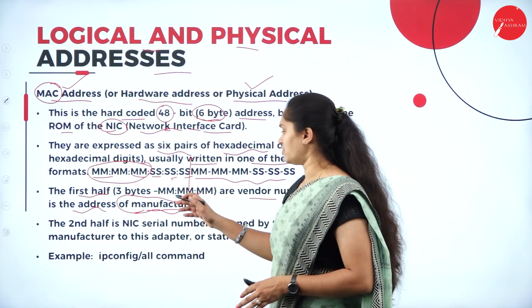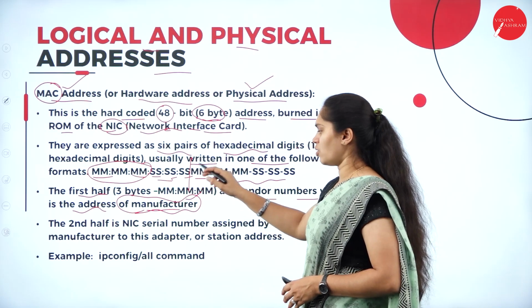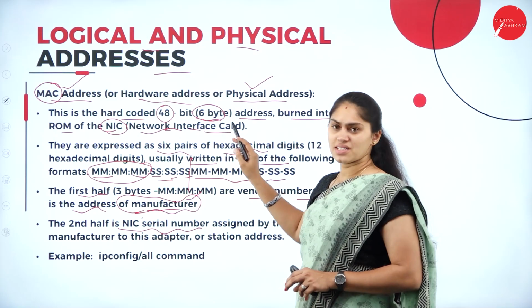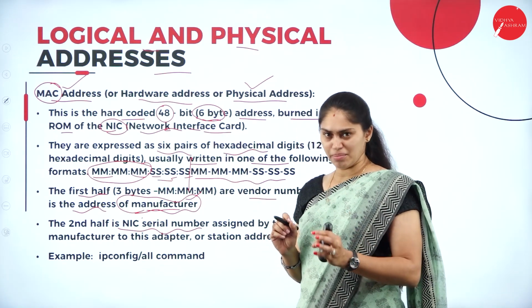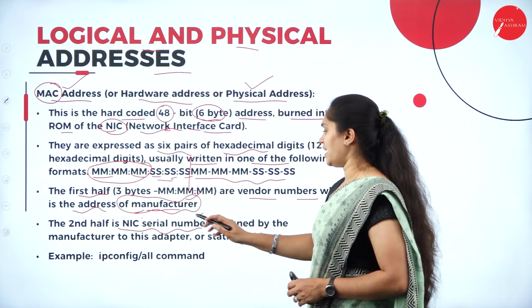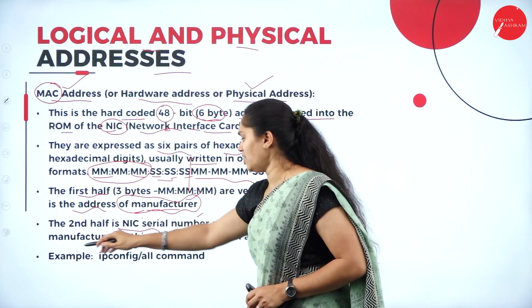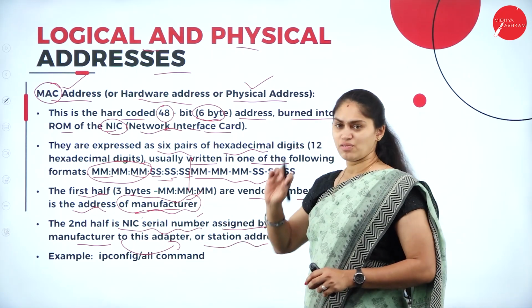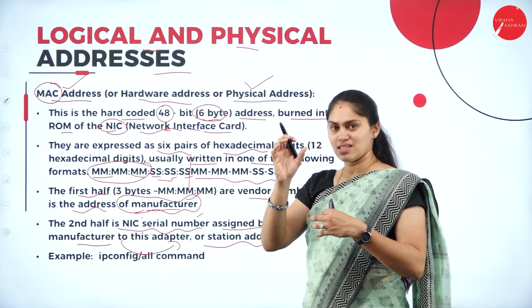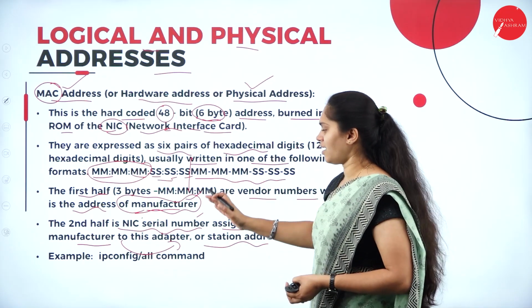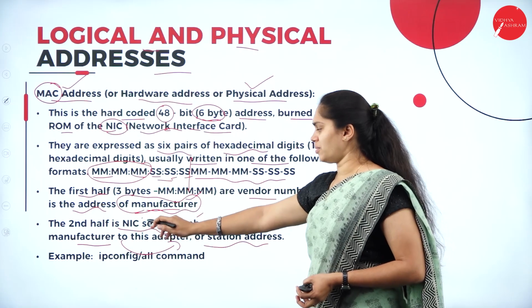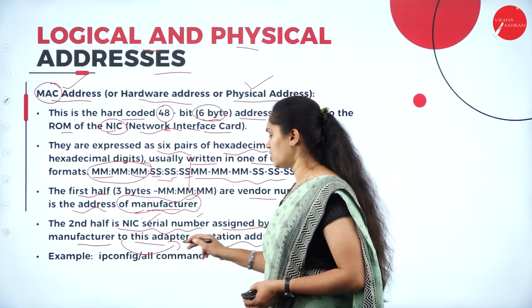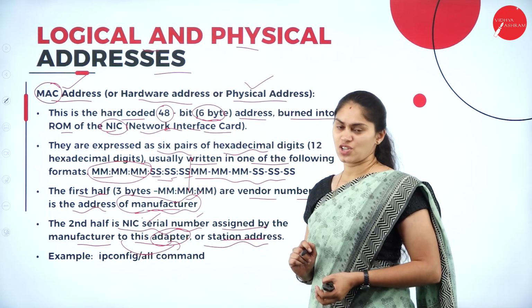Next we have the second half, that is ss colon ss colon ss. It is the NIC serial number, that is the network interface card serial number, so we store these bits there. The second half holds a NIC serial number, which is assigned by the manufacturer to this adapter or station address. The manufacturer is like a main branch addressing the next branch, that is the second half. So the next pair is stored in this NIC serial number, assigned by the manufacturer to the adapter or station address.